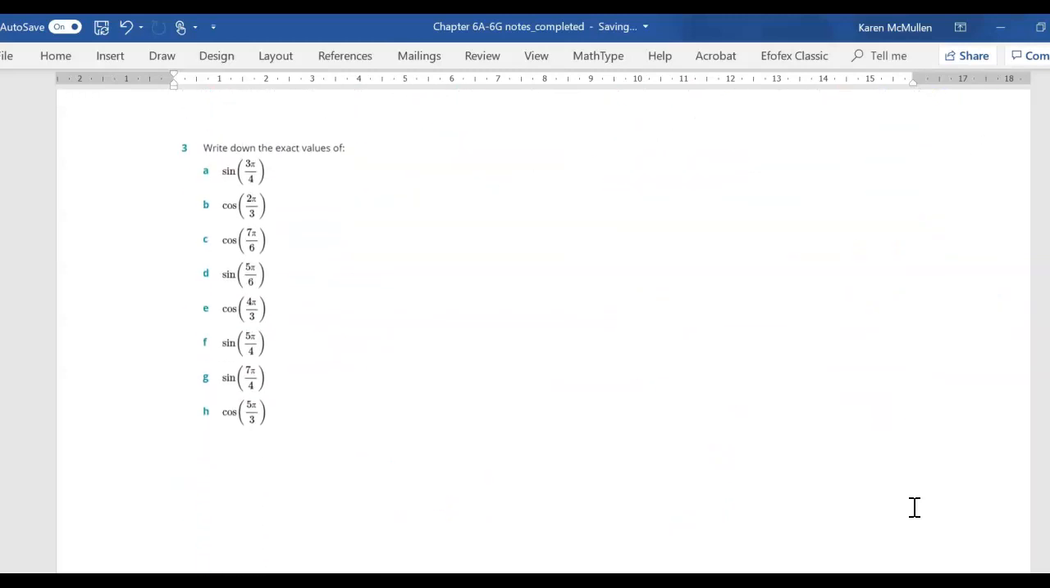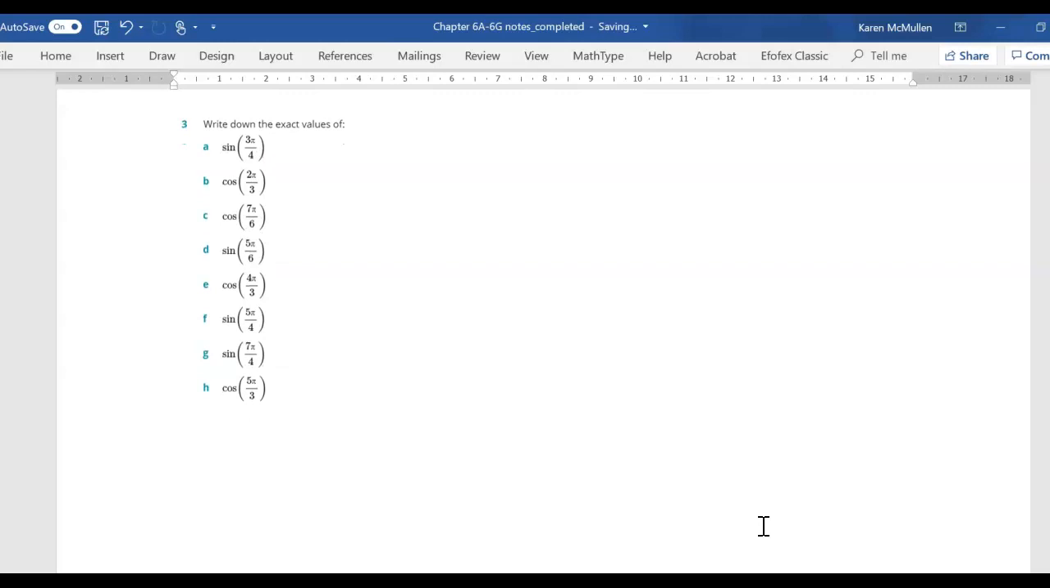All right, question 3, we're going to be using the reference angles to figure out what our exact values are. We're going to draw the unit circle again, just a very rough sketch, a much better circle. So we're at 0, pi on 2, pi, 3 pi on 2, and then 2 pi.